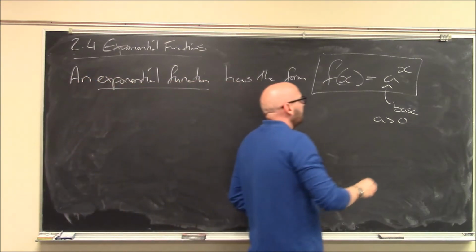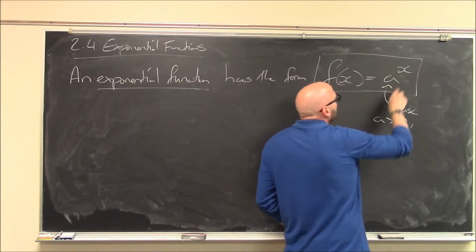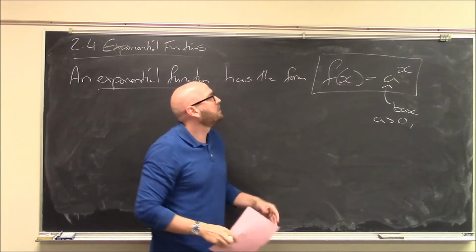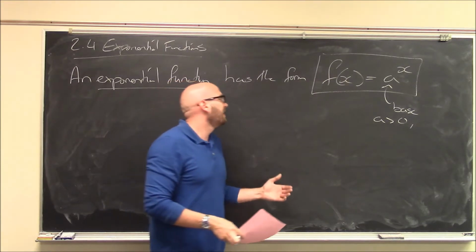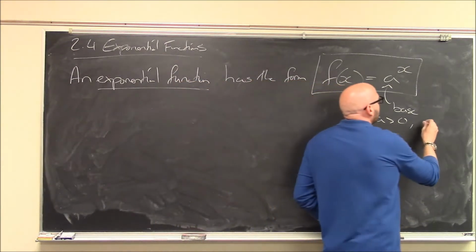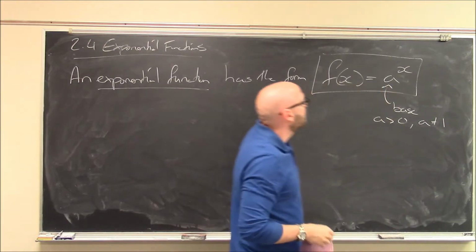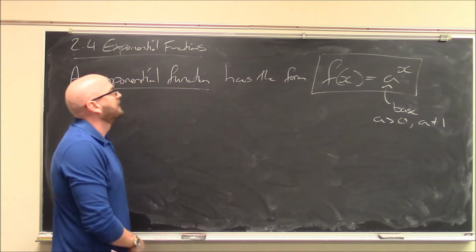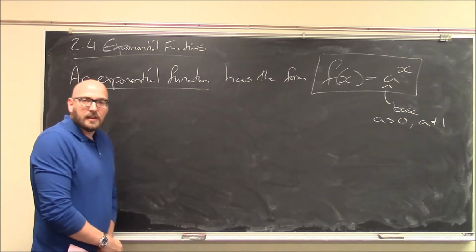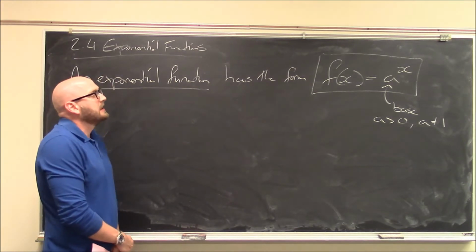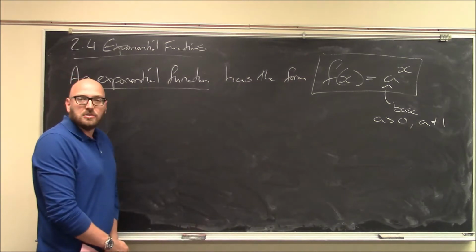And also, what happens if it equals 1? If it equals 1, 1 to any power, 1 to the x, would always be 1, and that's not very interesting. So we're going to rule that out too. A is bigger than 0 and not equal to 1. But anything else, like 2 to the x or 1/5 to the x, is called an exponential function.